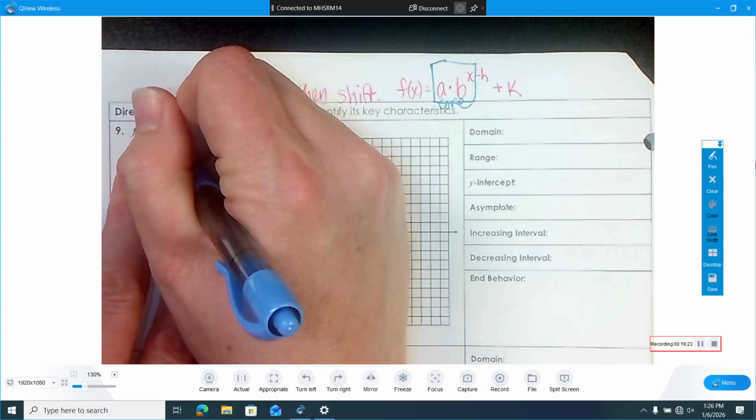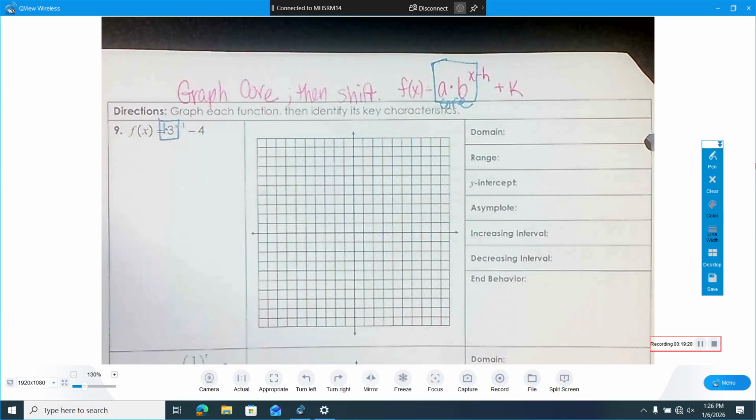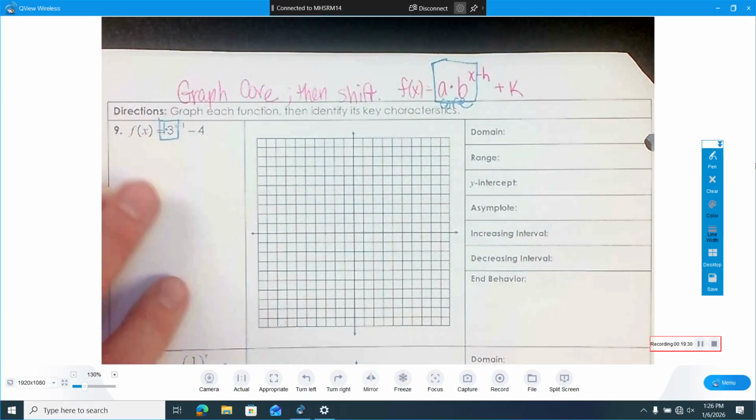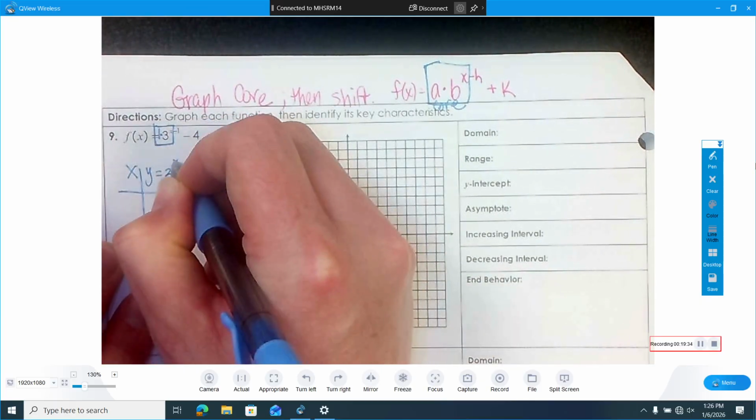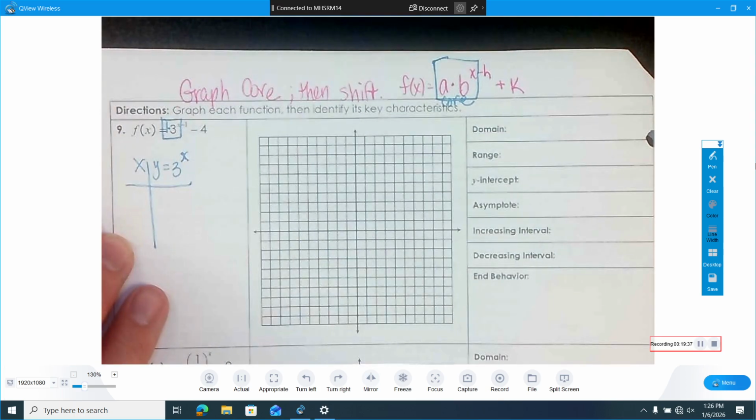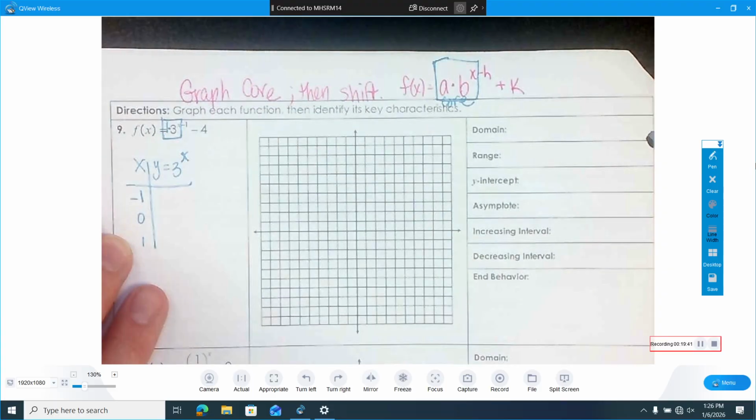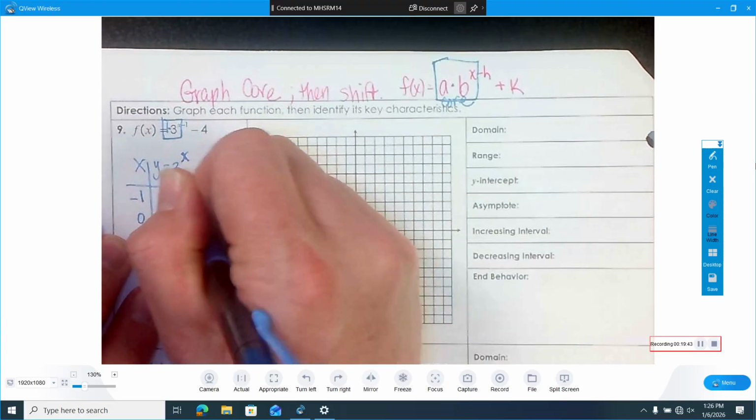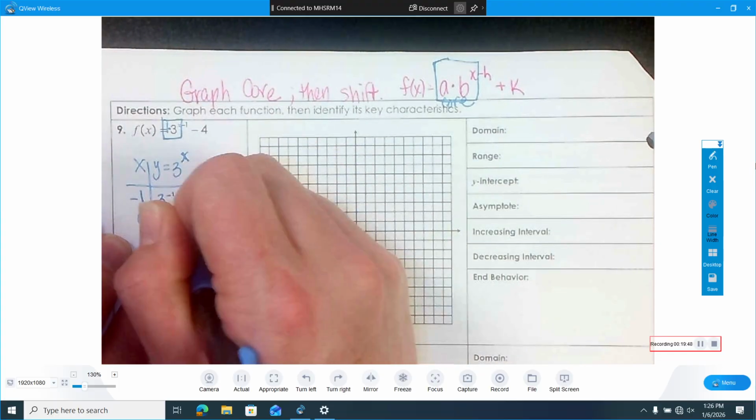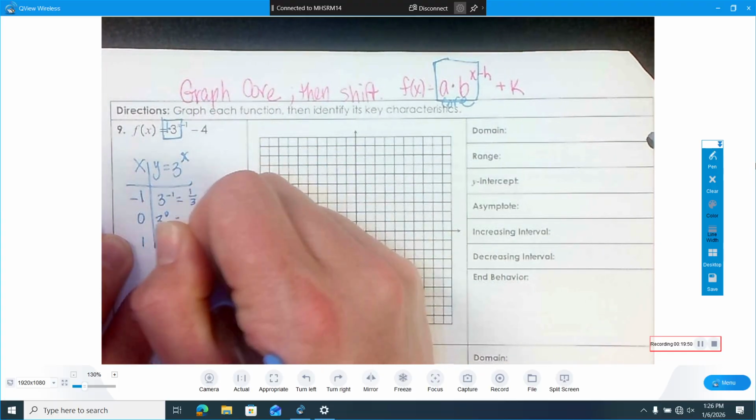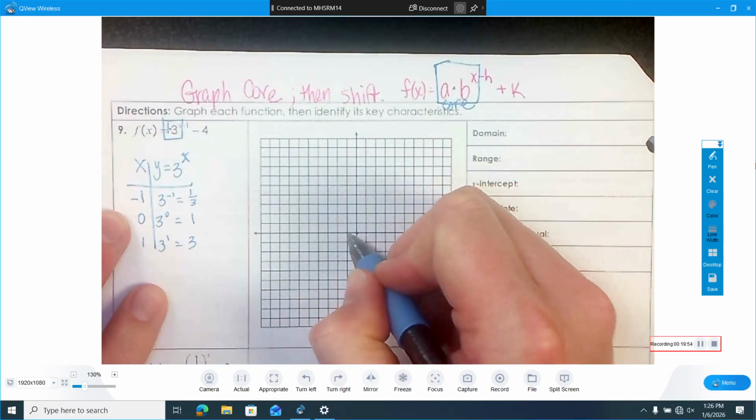So I'm going to take this core right here. So here's my core function, which is really just 3 to the x. And I'm going to do a little table of values right below here with just 3 to the x. I can use -1, 0, and 1 like I've been using. What is 3 to the -1? 1/3. What is 3 to the 0? 1. What is 3 to the first? 3. Perfect. So I have some great core values I can pull out here.